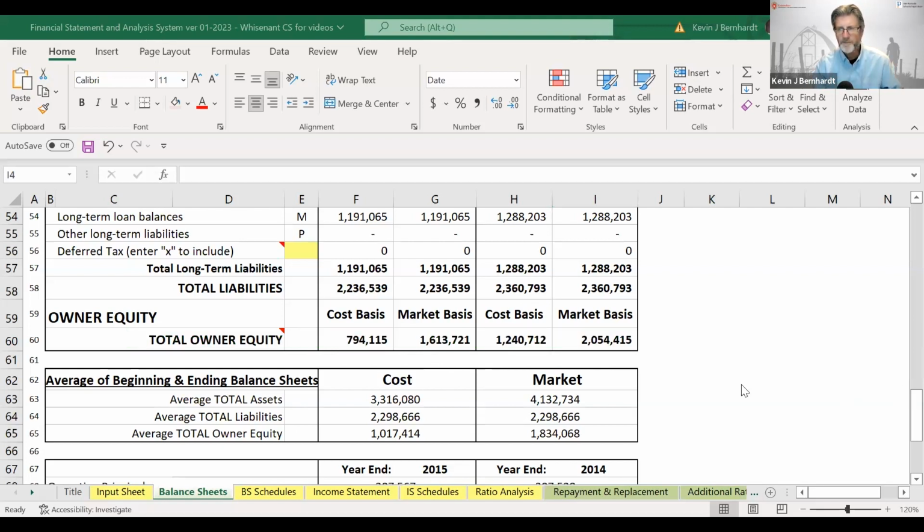So that completes the balance sheet. Next up is the income statement. You'll be glad to hear that the income statement is a much easier financial statement to complete compared to the balance sheet. It won't take near as much.